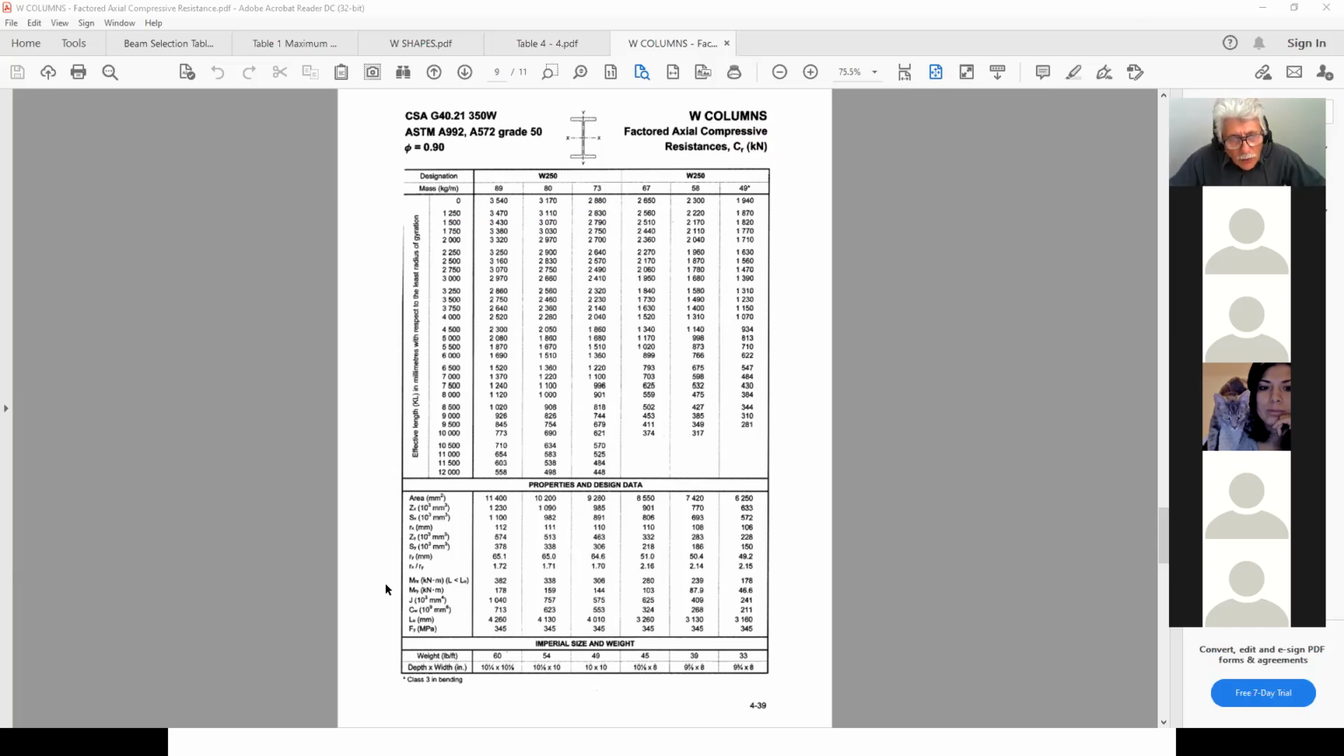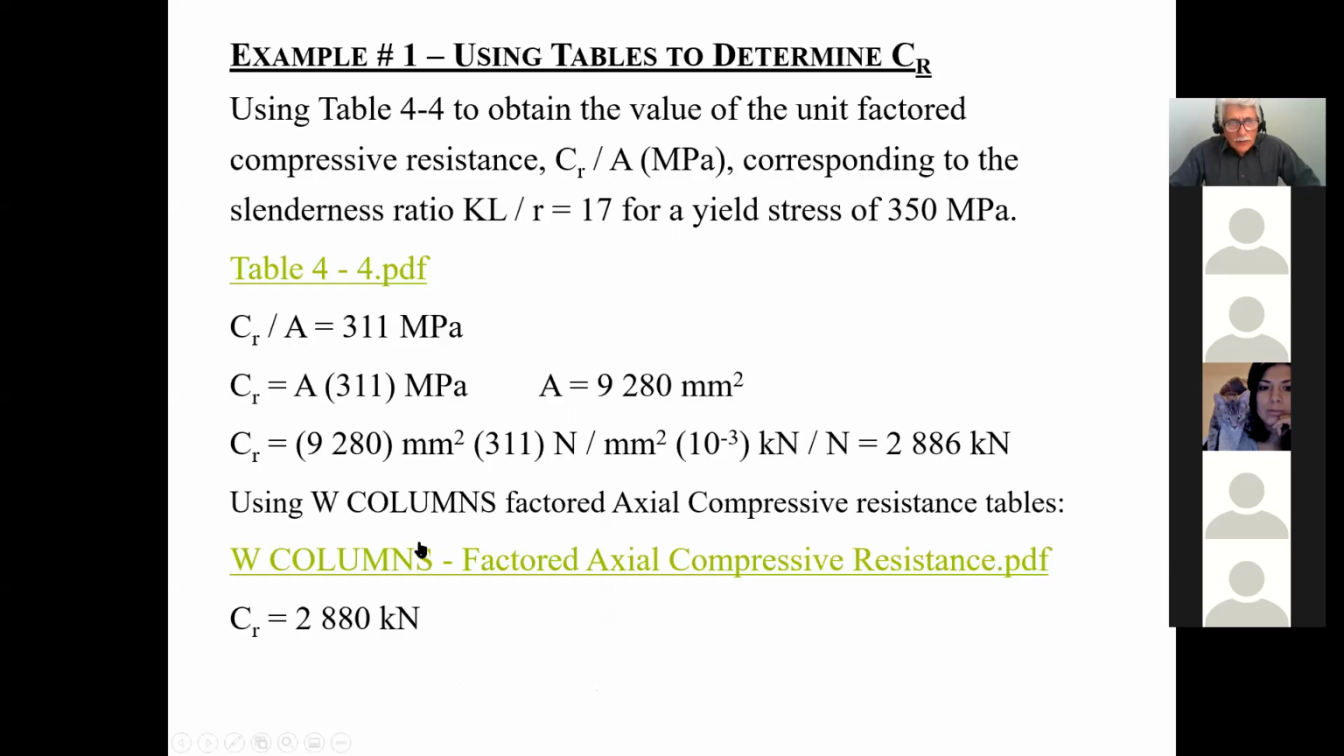And down here, there are other things that are all related to these sections. And I'll show you how to use this RX, RY ratio here, and that's what you need to do for certain situations and so on. So that's it, and by using this table, straight from the table, I get 2,880 kilonewtons, which is very close to what we calculated with the formulas and from the other table. So therefore, these tables seem to give you the right values for what you want to look for.